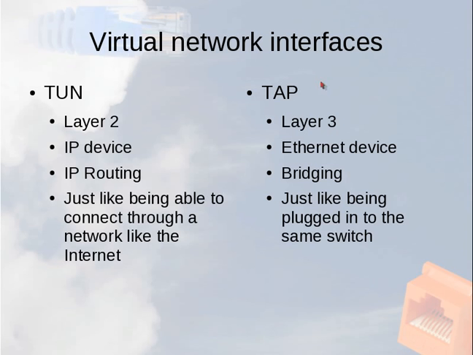A tap device is like a virtual Ethernet device. And the way you would connect this virtual Ethernet device to your remote network or your local network is through bridging. You'd create a virtual bridge. Linux can do this pretty easily, and you connect your real Ethernet device and your virtual Ethernet device. And it's exactly like being plugged into the same Ethernet switch.